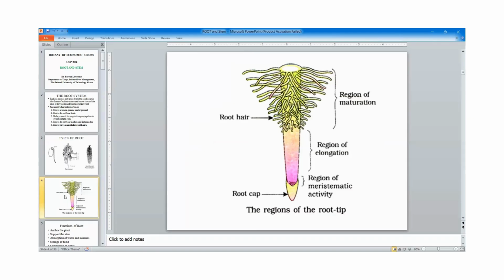We have the regions of the root. The root cap is what protects the root and is succulent, and that is what goes deep into the soil. After it, you have the meristematic active region. This is the place where cell division is very active, and it is the place where new cells are being formed. After that, you have the region of elongation. After that, you have the region of maturation, which has the root hair. The root hair is used to absorb water from the soil.